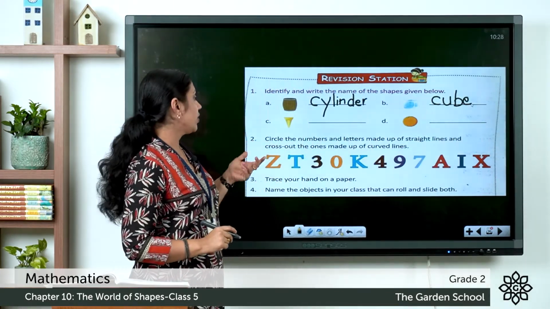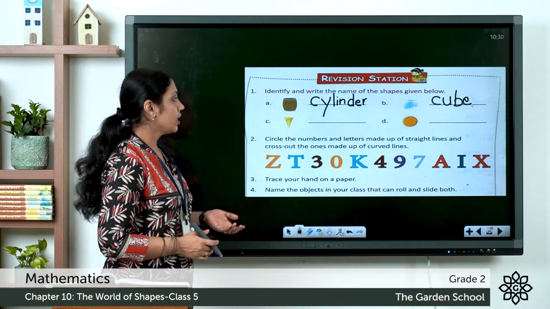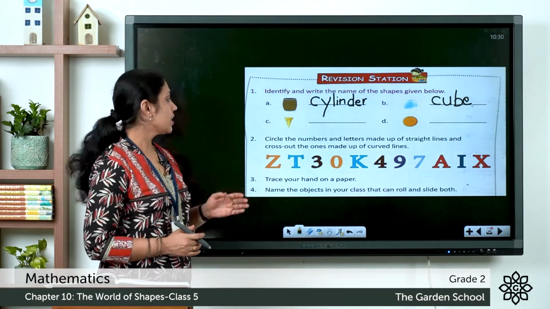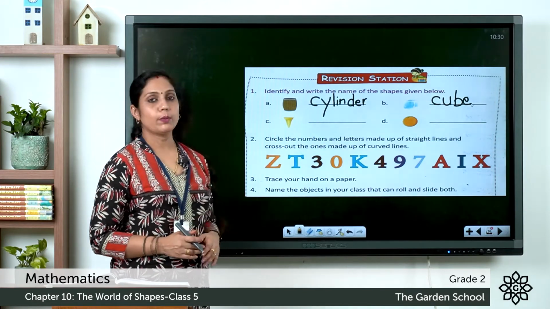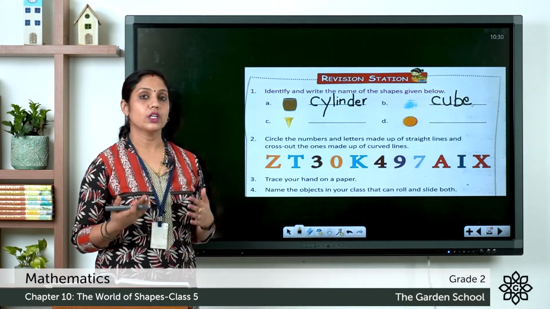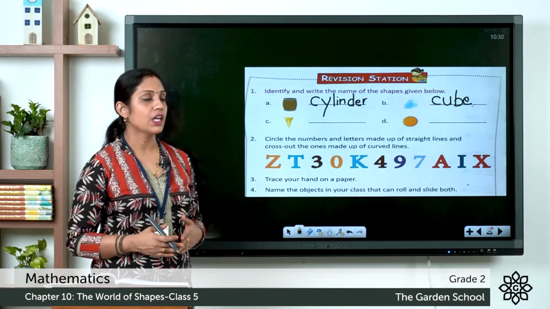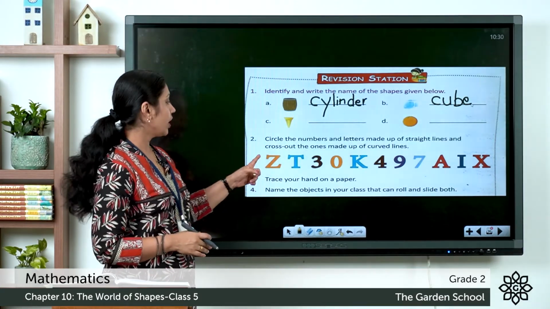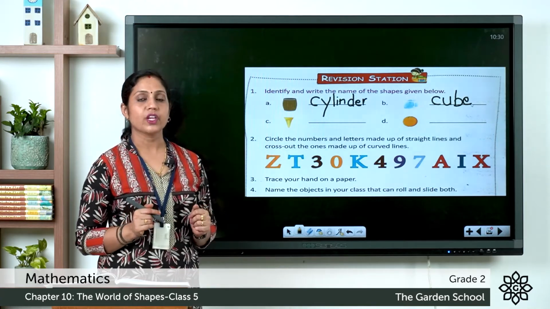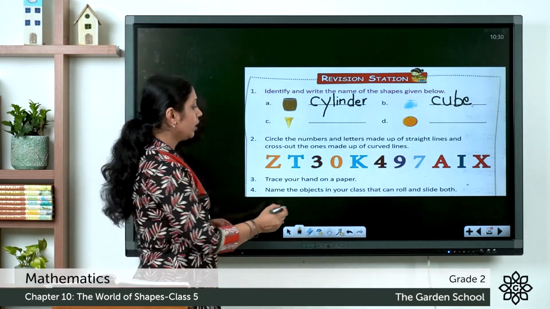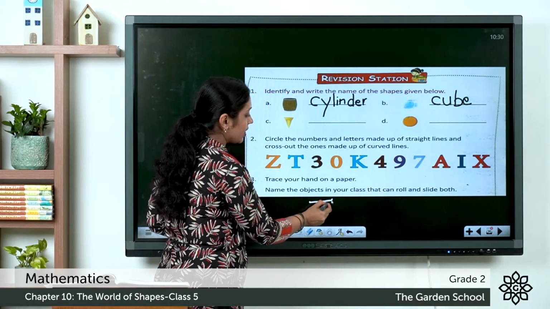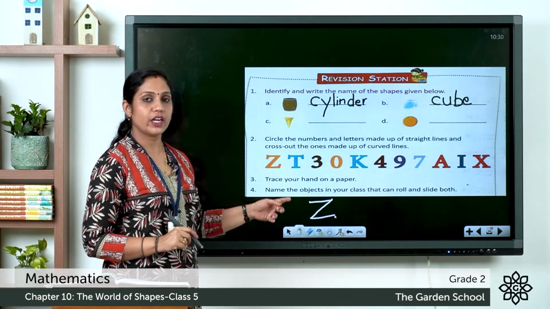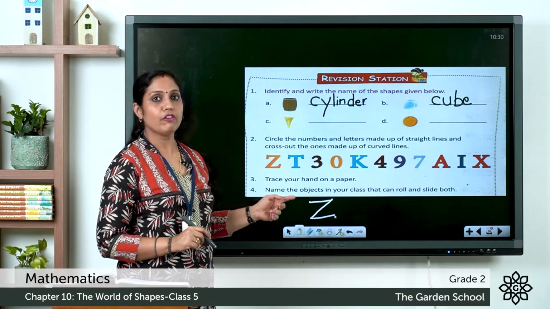Now let's look at question number 2. Circle the numbers and letters made up of straight lines and cross out the ones made up of curved lines. So we learned what are curved lines and what are straight lines. Now here you can see some letters and numbers are given. Now look at the first one. It is Z. How do you write Z? You draw a horizontal line, slanting line, and again a horizontal line. So is it made of a straight line or a curved line? It's made of straight lines.